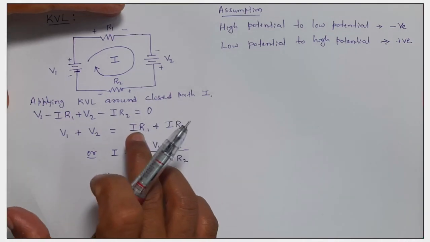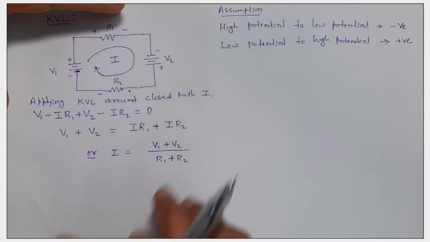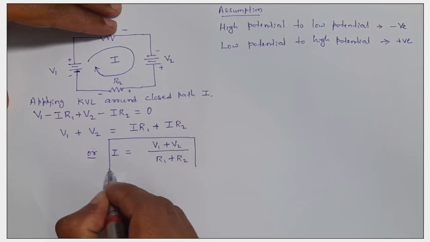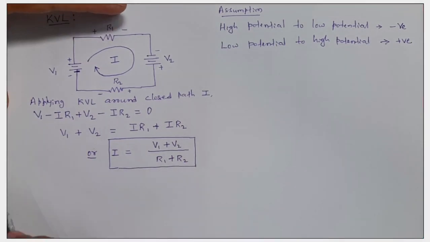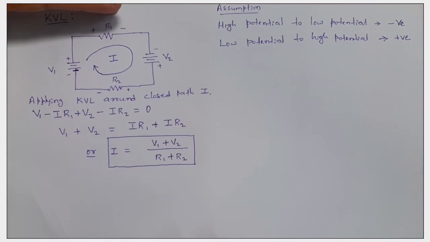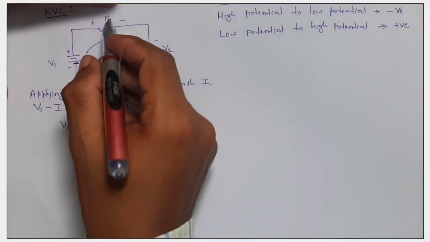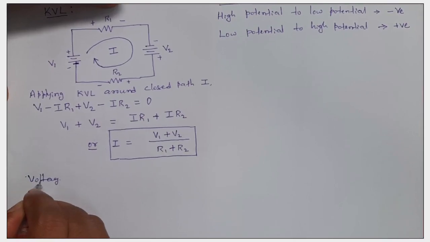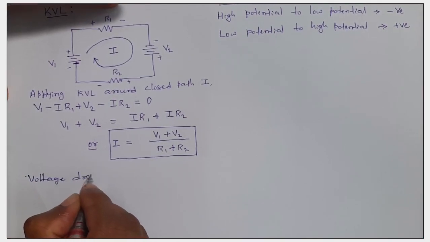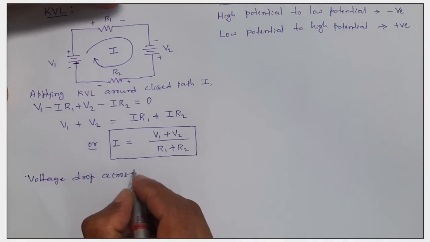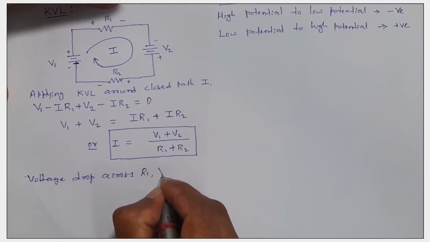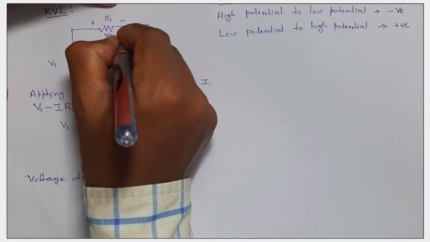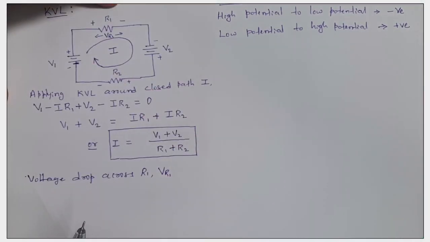Okay, so V1, because I will be taken common, later what you get is R1 plus R2. So this is the current in the network. Using KVL we found the current, and later if we want, we can find the remaining voltages, like, for example, the voltage drop across R1, which I call VR1. Across this there is some voltage drop. I want to find the voltage drop across resistor R1.